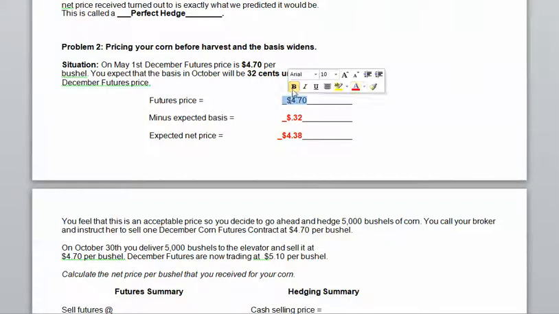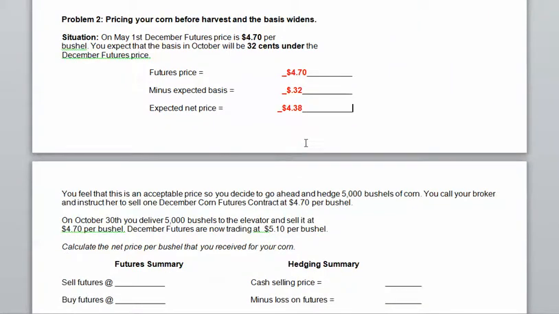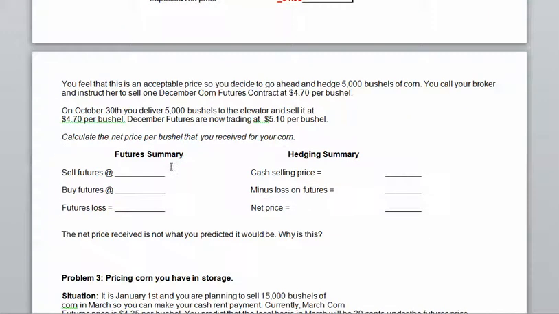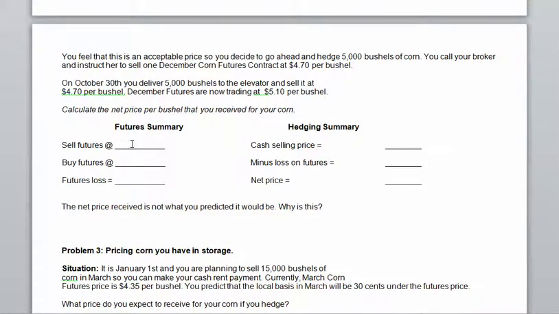Futures price minus basis gives us our predicted or expected net hedge price. We feel this is an acceptable price, so we decide to go ahead and hedge 5,000 bushels of corn. We instruct our broker to sell a futures contract at $4.70 a bushel.